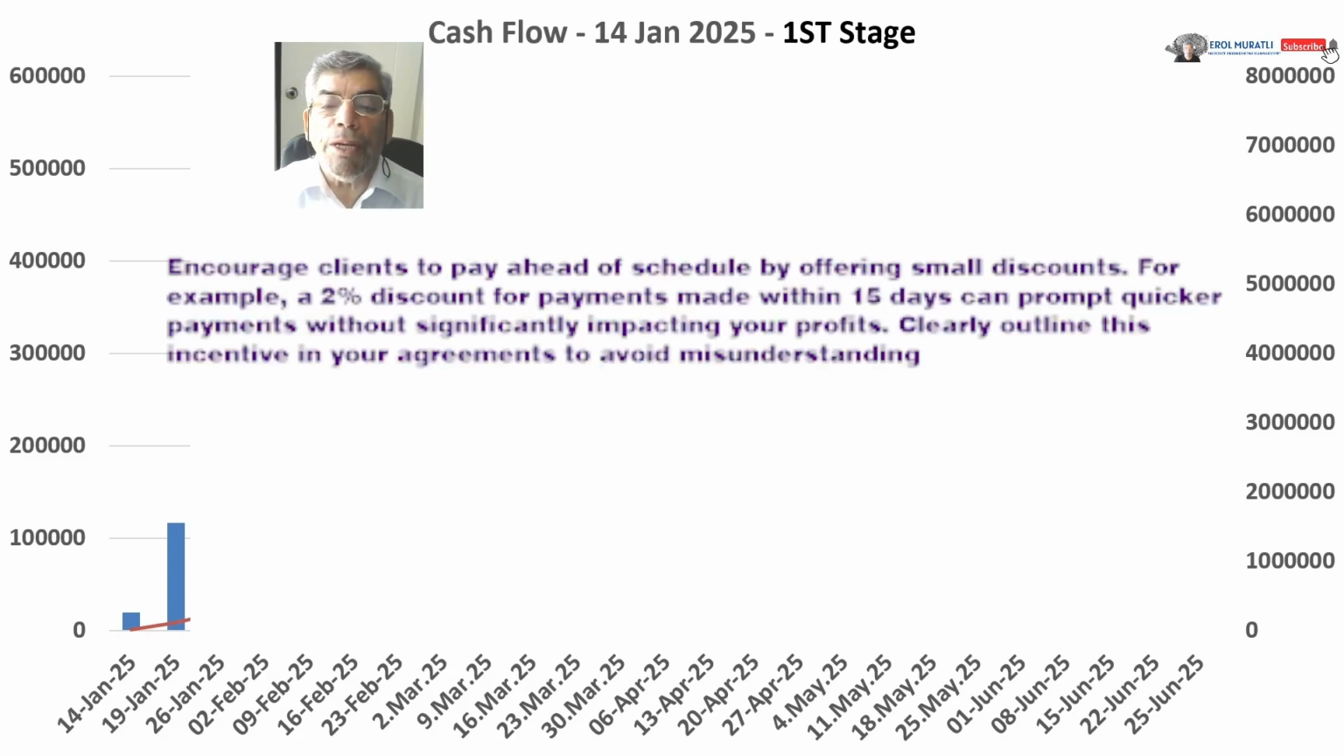Encourage clients to pay ahead of schedule by offering small discounts. For example, a 2% discount for payments made within 15 days can prompt quicker payments without significantly impacting your profits. Clearly outline this incentive in your agreements to avoid misunderstandings.